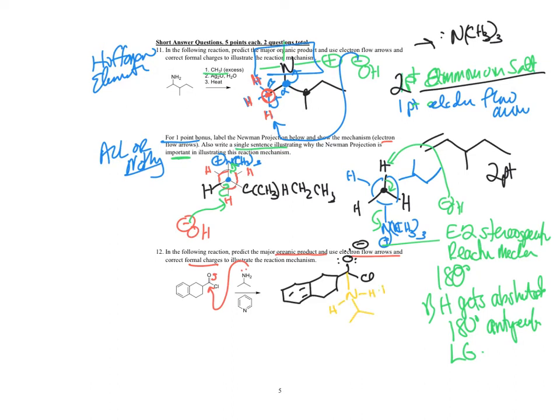All right, so this is your tetrahedral intermediate, and you have to have your formal charges correct. This is worth 1 point. Now, this is going to be your leaving group, so you need to show your electron flow arrows where the chlorine leaves. Your electron flow arrows are worth 1 point.